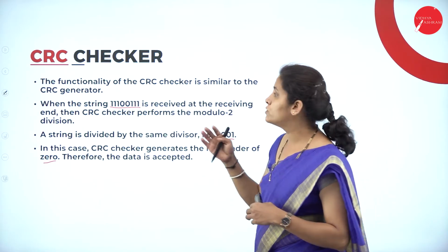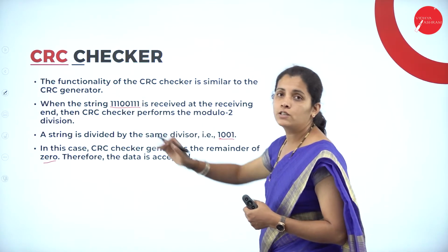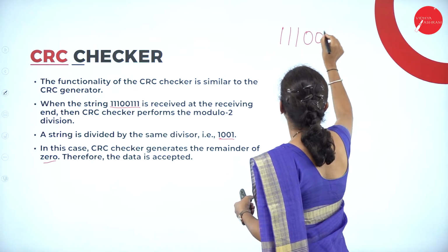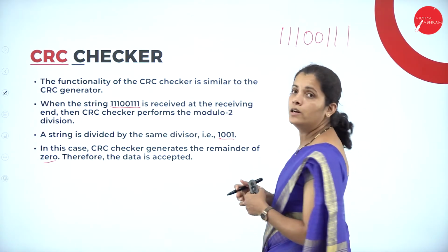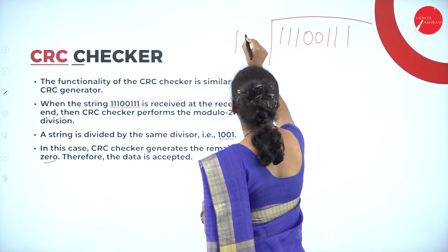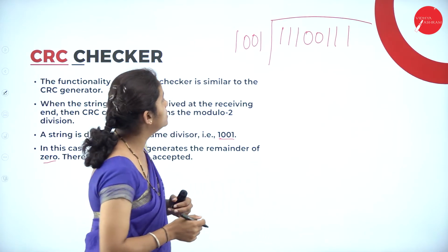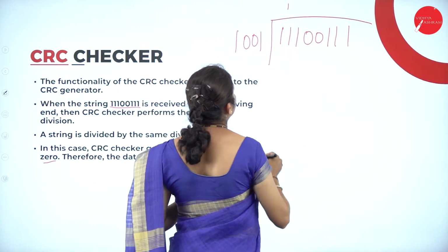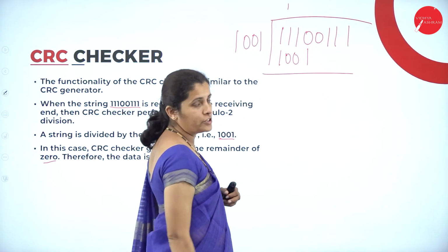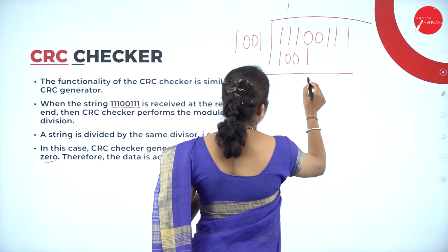So let's see the procedure one by one. What is the actual data the receiver is going to receive? That is 1 1 1 0 0, and this is my CRC bits. What is my divisor? Once again 1 0 0 1. Once again the same XOR operation. The first bits are 1 0 0 1. Perform the XOR operation. Both bits vary, so it is 1.